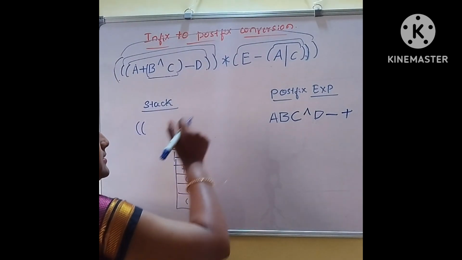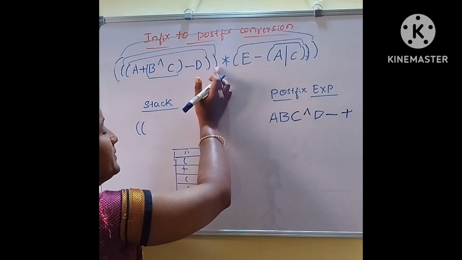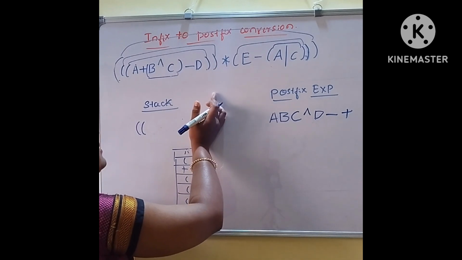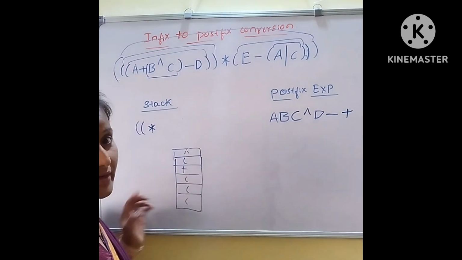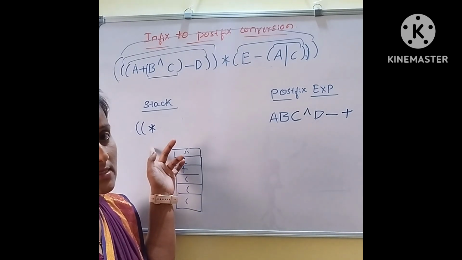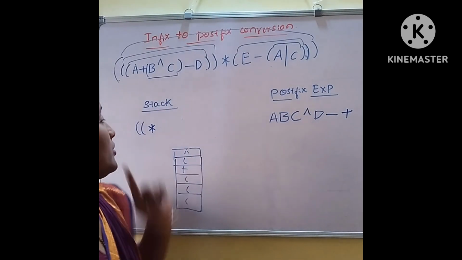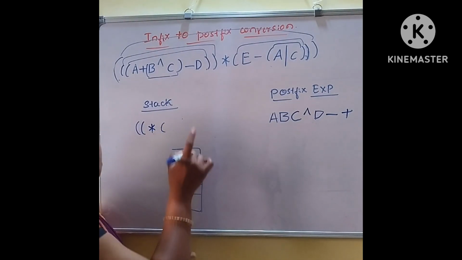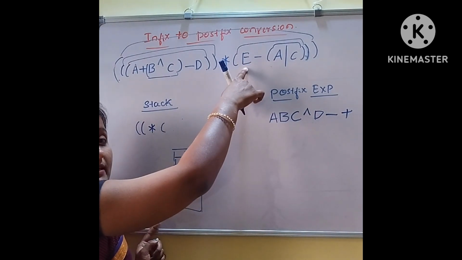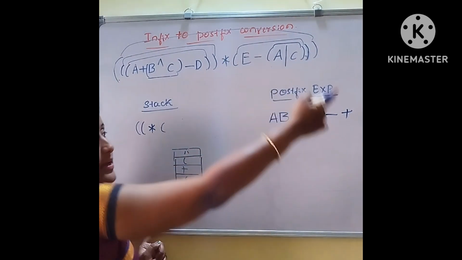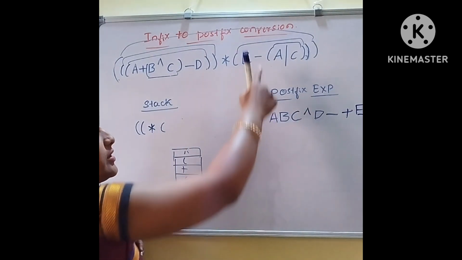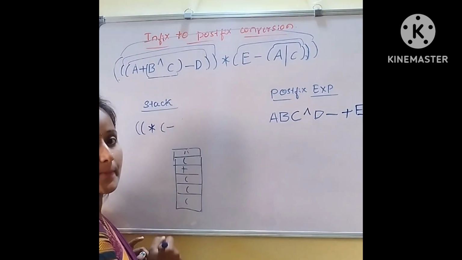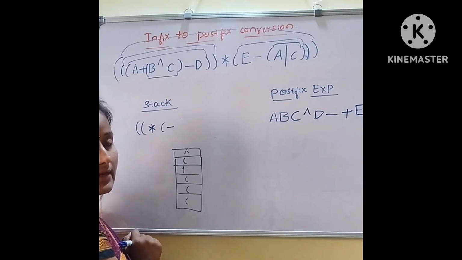Okay, next, this is also done. How many parentheses are closed here now? Next is what? Star. Star is an operator, we have to push it into the stack itself. Next is what? Open parenthesis. Next element is what? E. E is an operand, we have to push it into the what? Postfix expression. Okay. Next is what? Minus. Push it into the stack.